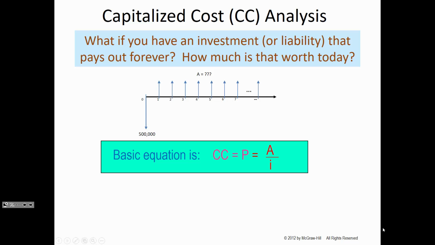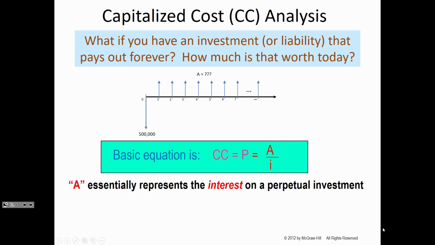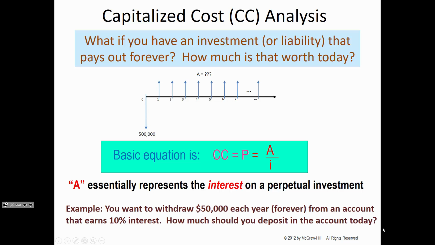And so this is an idea that comes into play on the homework assignment, and we'll come back to it again when we are considering budgets. So A, in addition to an annual series, you can think of it as the interest on a perpetual investment. So here's that example we just did on the whiteboard. If you withdraw $50,000 each year, that is earning 10% interest, and that means you should deposit $500,000 today. So that's kind of the inverse of what we just did. So any questions about capitalized cost?